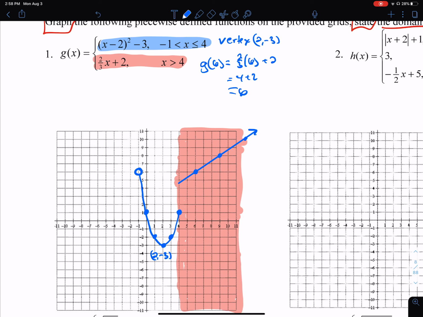If you wish to know the coordinates of this point, all you would do is you would take 4 and put it in here for x. 4 times 2 is 8. And then we divide 8 by 3. 8 divided by 3 is going to be 2.6. Add 2 to that. We're going to get 4.6, I believe.